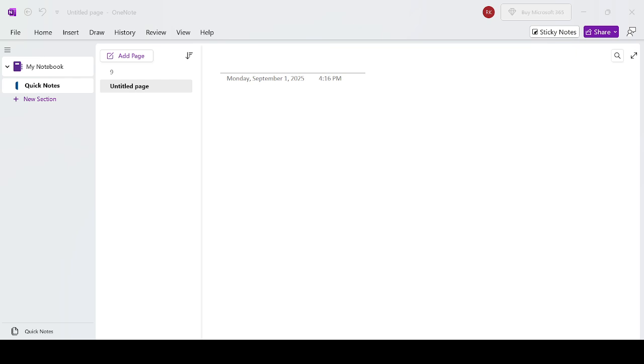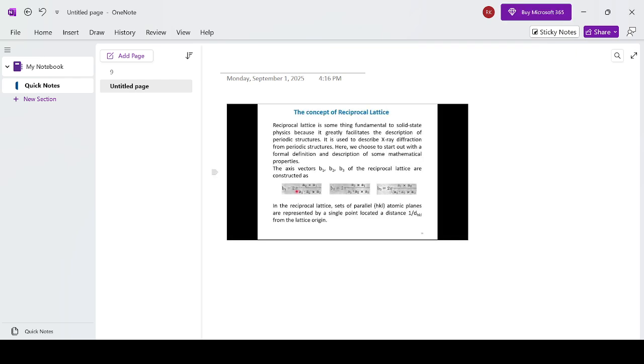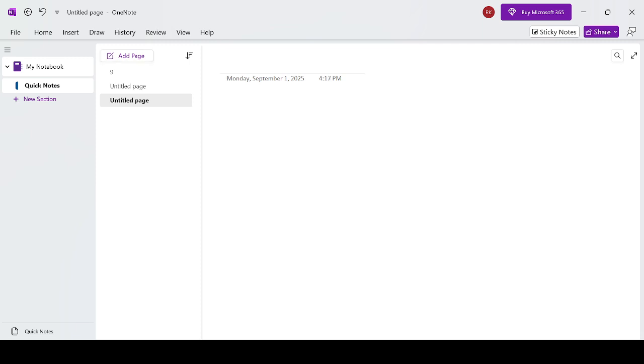Tell you the definition of reciprocal lattice. Reciprocal lattice is something fundamental to solid state physics because it greatly facilitates the description of periodic structure. It is used to describe X-ray diffraction from periodic structure. अभी मैंने बताया that reciprocal lattice is important because X-ray diffraction को study हम इसी से ही कर सकते हैं. So how to draw reciprocal lattice is the task of today.